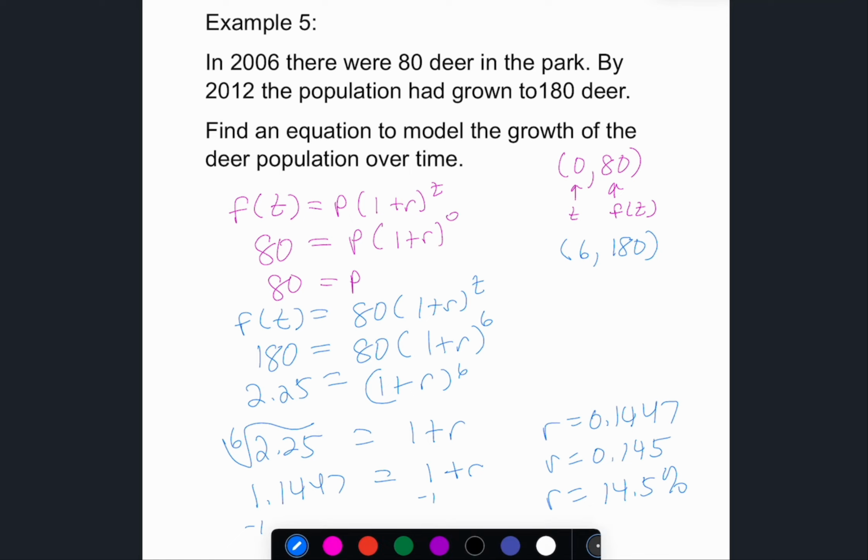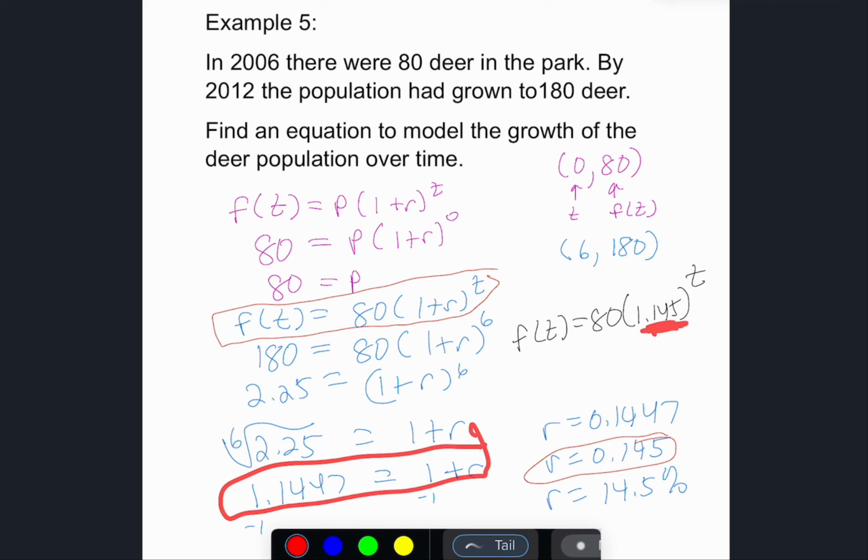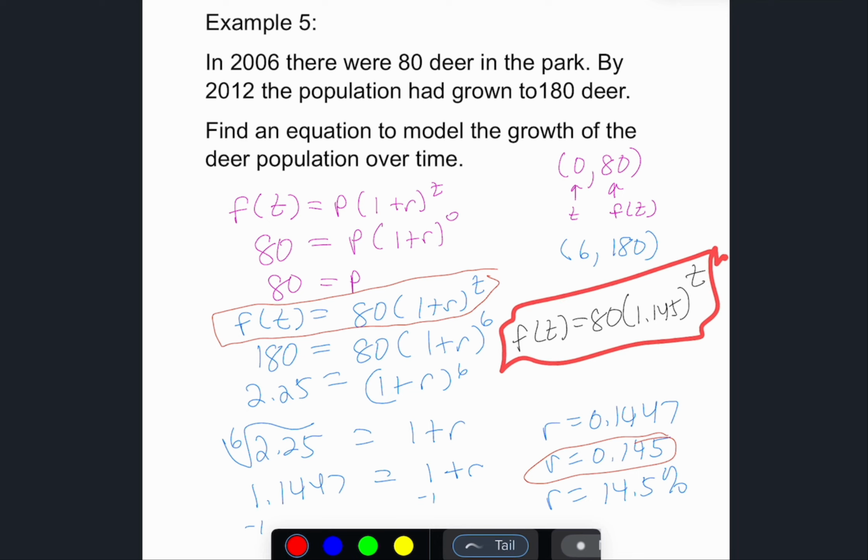So now what we're going to do is go back to this version of our equation, which had everything in it except our R. So we're going to put this R in there, and then we got our equation. So our answer is f of t is 80 times the quantity of 1 plus 0.145, which is 1.145, to the t. And you can see that's kind of what 1 plus R was right here. So that's what should be in your parentheses. That is the equation that will model the growth of the deer population. So that is our answer.